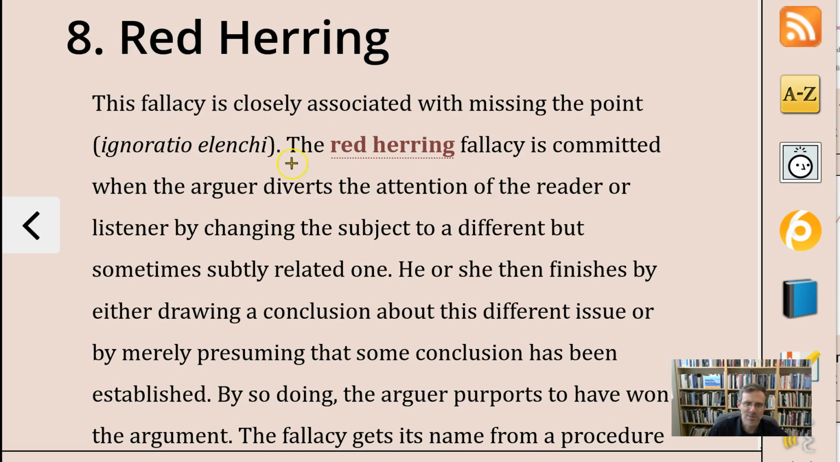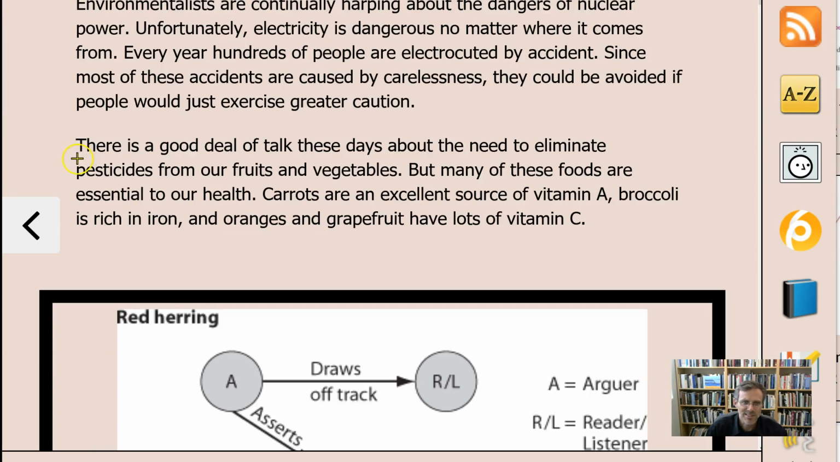The last fallacy that Hurley will cover in section 3.2 is the red herring. The red herring is a fallacy that's committed when the arguer diverts the attention of the reader or listener by changing the subject to a different but sometimes subtly related argument. This comes from classic examples of sport hunting, where a red herring, because of its strong scent, was pulled across the path of the dogs to try to get the dogs off of the scent of the actual prey that they were pursuing. So a red herring is something that engages you with a desire to focus on it, even though by focusing on it, you've actually lost track of what you were actually trying to talk about in the first place.